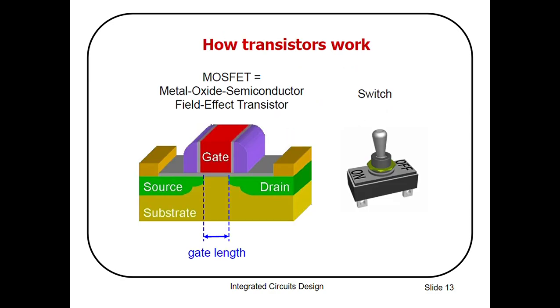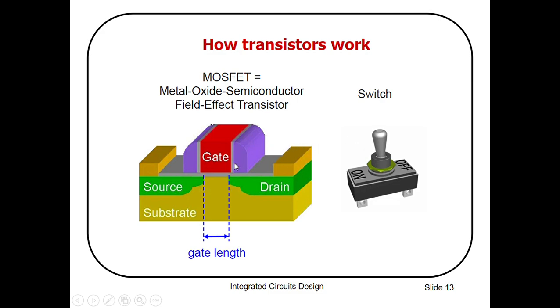How does a transistor work? We use only MOSFETs in our CMOS integrated circuits. MOSFET is the metal oxide semiconductor field effect transistor. Here you can see the simplest MOSFET structure. In red is the gate, and in green are the source and drain. You apply voltage at the gate and the drain to control the current between source and drain.